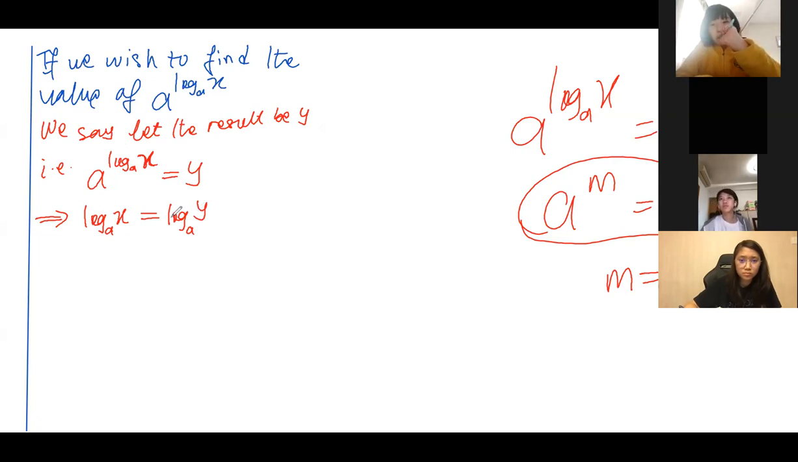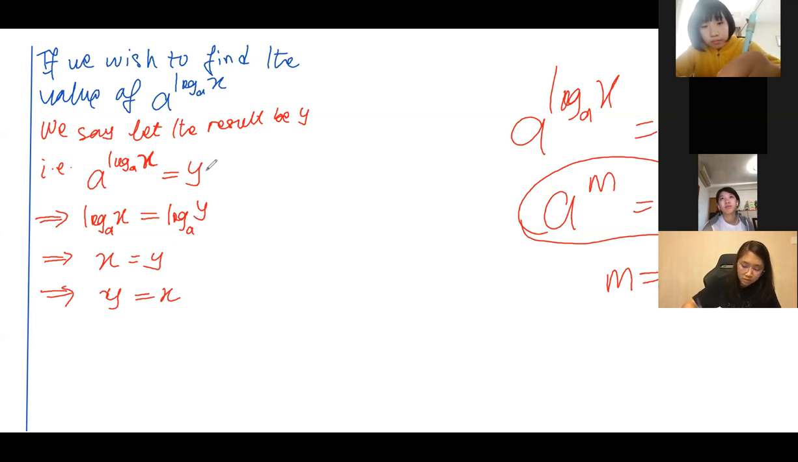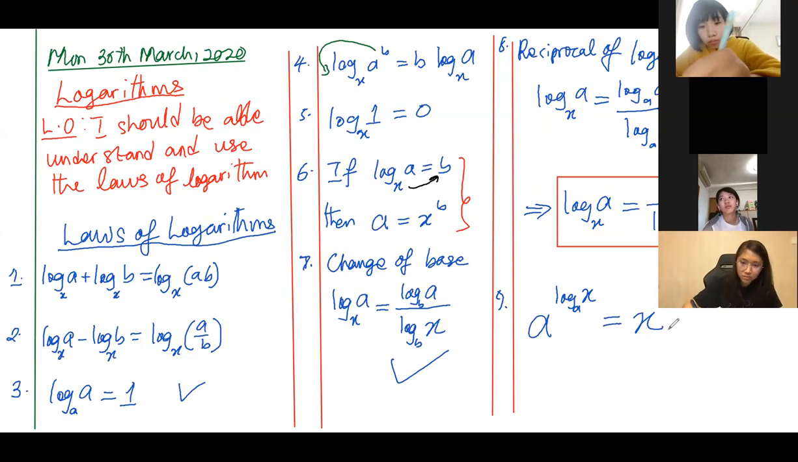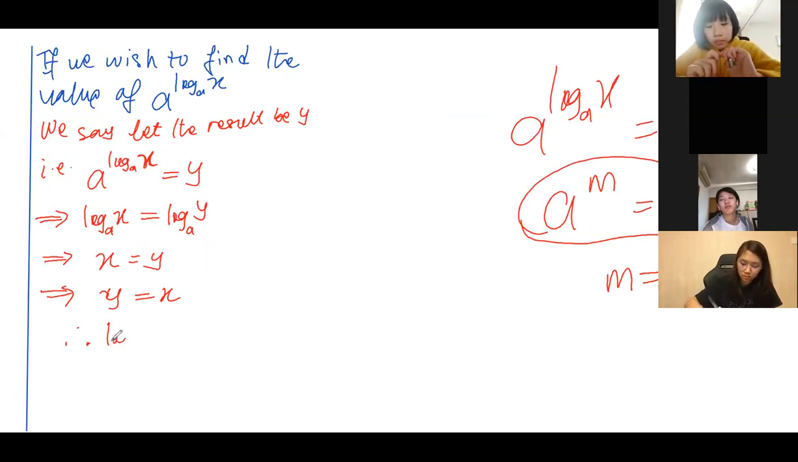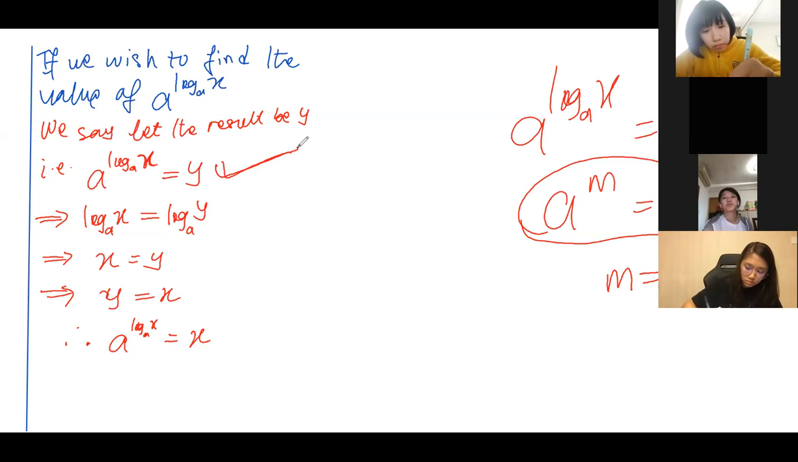Now, what did I say if you have log of x and log of y to the same base, what can you say about x and y? They must be equal. So what does that tell you? The result you are looking for is actually x. Can you see that? Remember, you started by saying, I don't know anything about this, I'm going to assume the result is y. Now the result gives you x. And that is what this law is talking about. Therefore, a to power log of x to base a gives back x. Remember, we started by saying let it be y, we don't know what it is, and now we figure out that y and x are the same. So this is what we are trying to show.